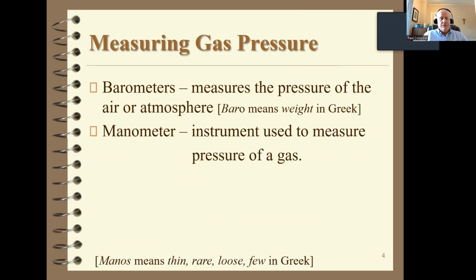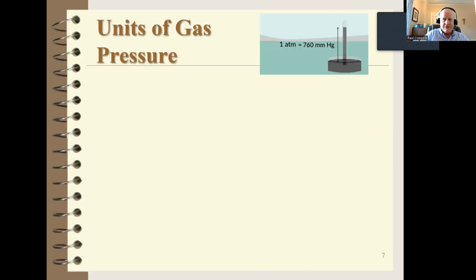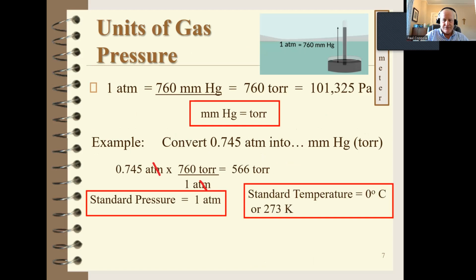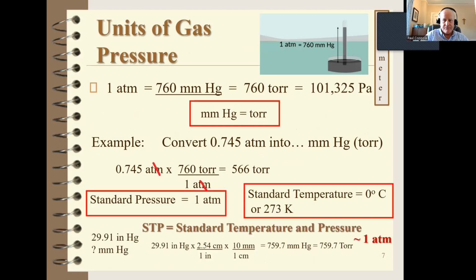There are two definitions, especially, I'd like you to know. Barometers, they measure the pressure of the air or the atmosphere, okay? Manometer, on the other hand, measures the pressure of a gas. Now, I'm just highlighting certain things in the slides, but you should know all the slides. You should know everything on every slide.